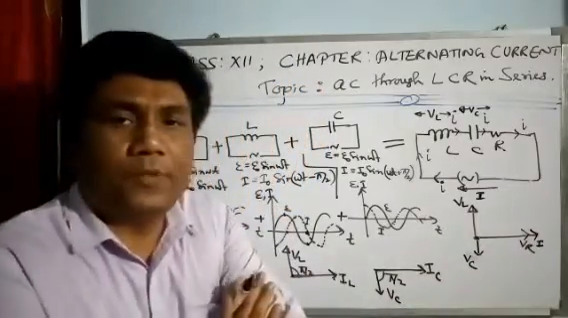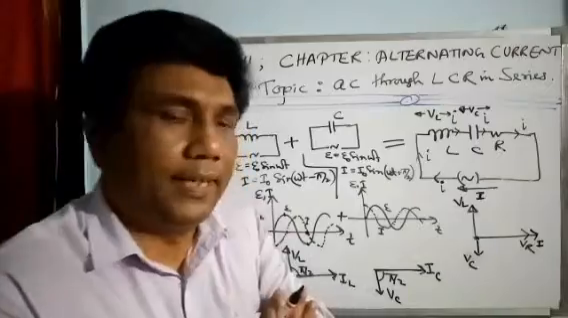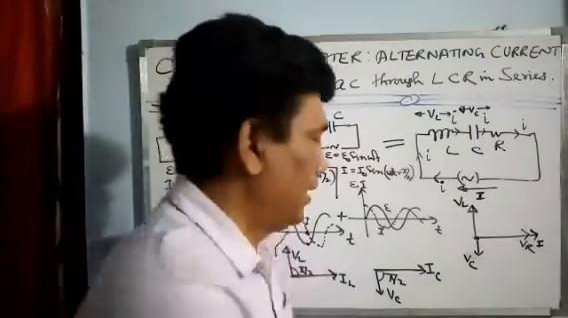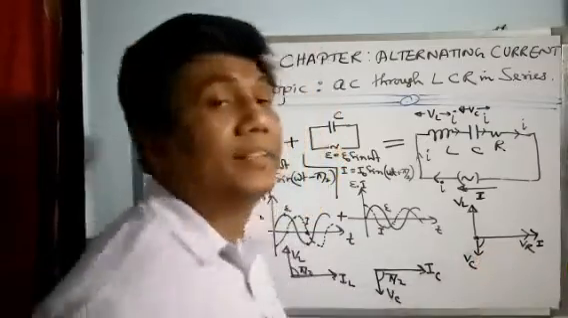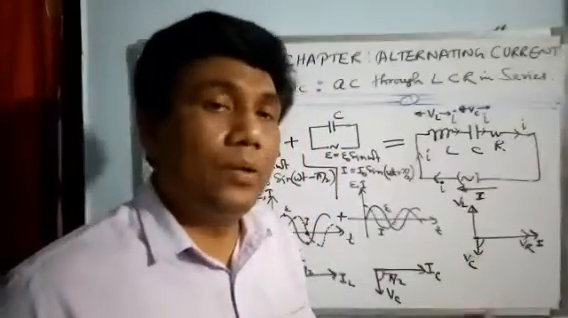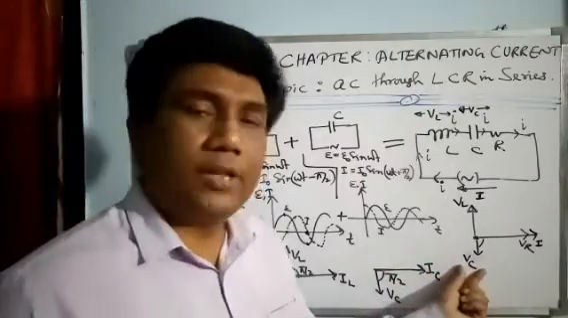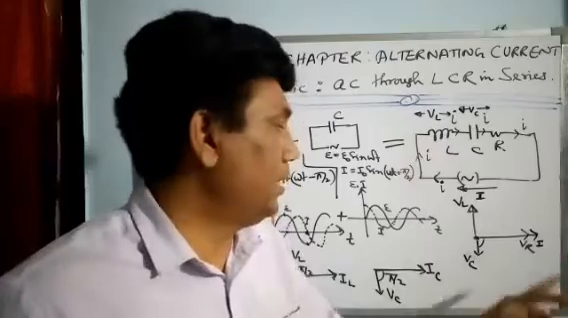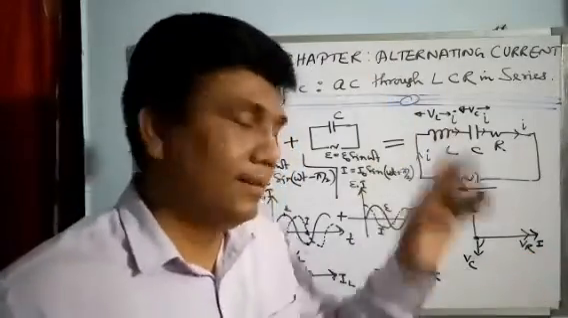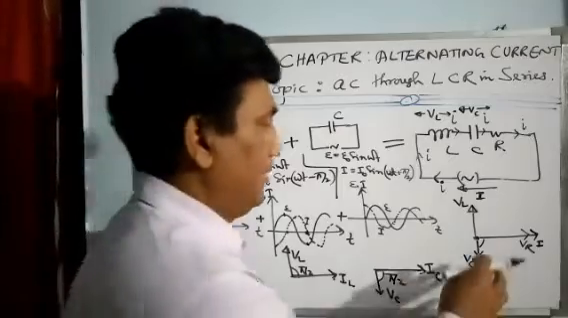What is the phase difference between voltage across capacitor and the total current? Yes, again it is pi by 2. This is voltage across capacitor, this is total current, so this is 90 degree. And which one is leading, which one is lagging? Here you see voltage across capacitor is lagging behind the total current, or you can see total current is leading the voltage by pi by 2. Are you getting it? Very good.